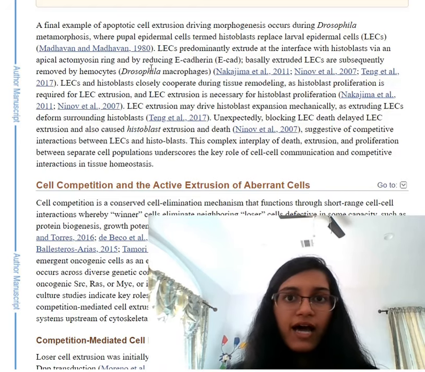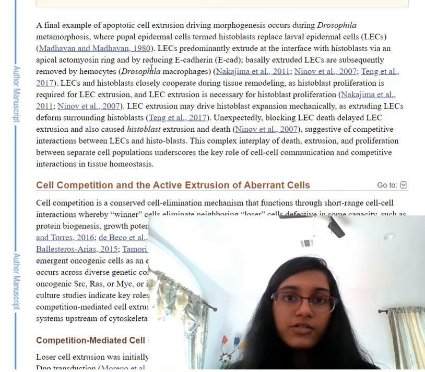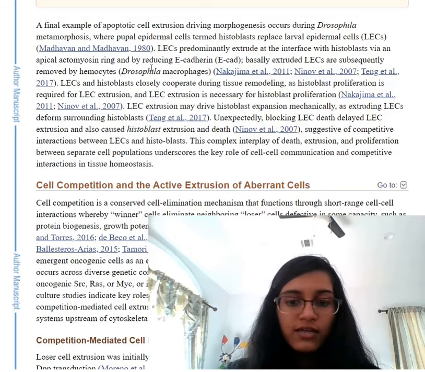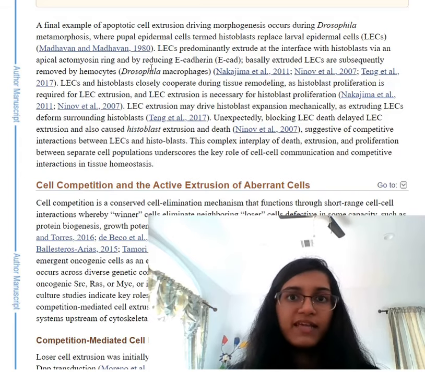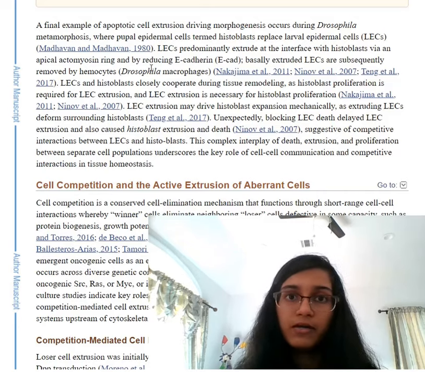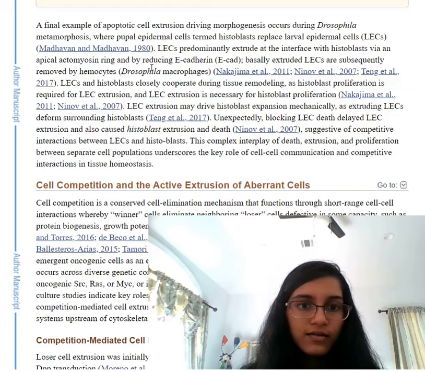So again, you have this interaction between cell extrusion, not just leading to the death of some cells, but also leading to the proliferation and differentiation of other cells. So this really goes to show that the roles of cell extrusion in the body are much more complex than they first seem.